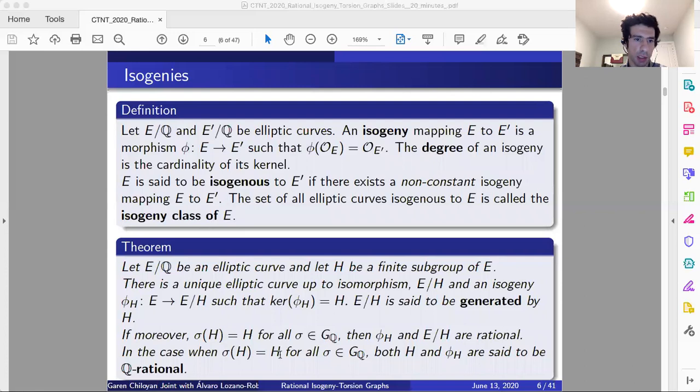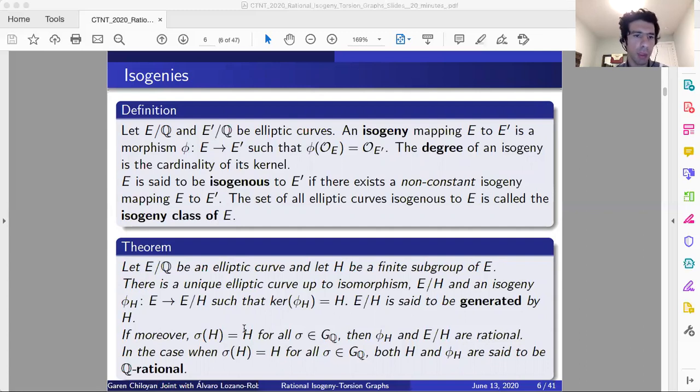E is said to be isogenous to E' if there exists a non-constant isogeny mapping E to E'. This relation is in fact an equivalence relation, with the symmetric axiom satisfied by the dual isogeny. The set of all rational elliptic curves isogenous to E is called the isogeny class of E.